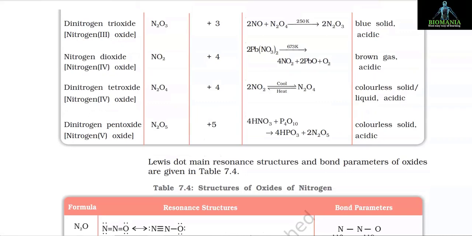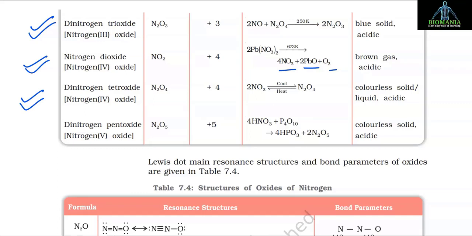After that, the third one is dinitrogen trioxide, and its formula is N2O3, oxidation state is +3, and preparation method is 2NO plus N2O4 at 250 Kelvin gives 2N2O3, and it is a blue solid and the nature is acidic. After that, the fourth one is nitrogen dioxide, and its formula is NO2, oxidation state is +4, and the preparation method is 2Pb(NO3)2 at 673 Kelvin gives 4NO2 plus 2PbO plus O2, and it is a brown gas with acidic nature.